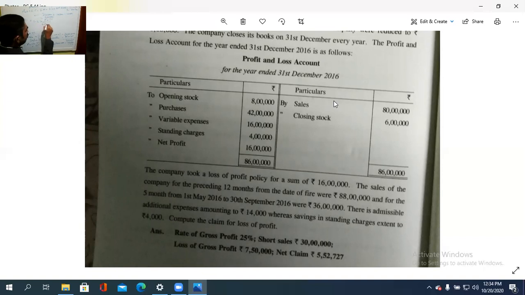Then net claim is equal to gross claim into policy value divided by GP on annual turnover. That is equal to gross claim, 7,60,000, into policy value, 16 lakhs, divided by annual turnover. Annual turnover is 88 lakhs, so 25% of 88 lakhs. So that is 7,60,000 into 16 lakh divided by 88 lakhs into 25 by 100. Isn't it? 25 by 100.